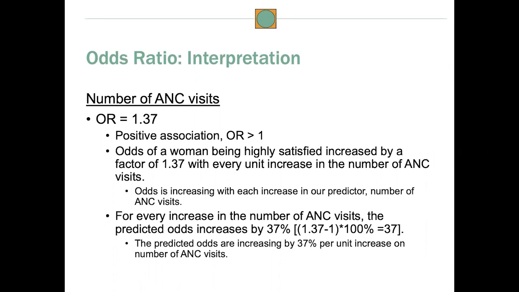Similarly, for the number of ANC visits, you can use the same method of interpretation. So the OR is 1.37. Thus, we have a positive association. We know that the odds of a woman being highly satisfied increase by a factor of 1.37 with every unit increase in the number of ANC visits she had. Our odds are increasing with each increase in the predictor. And if we interpret it as a percentage, we'll say that for every increase in the number of ANC visits, the predicted odds increase by 37%.